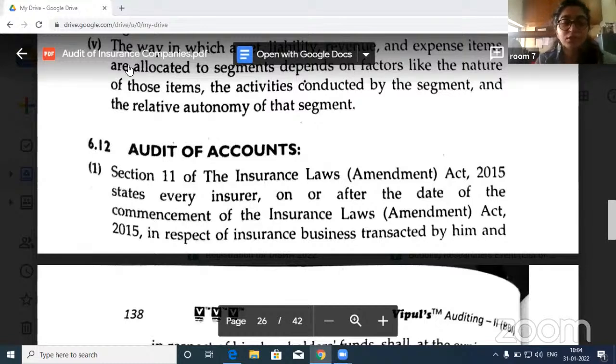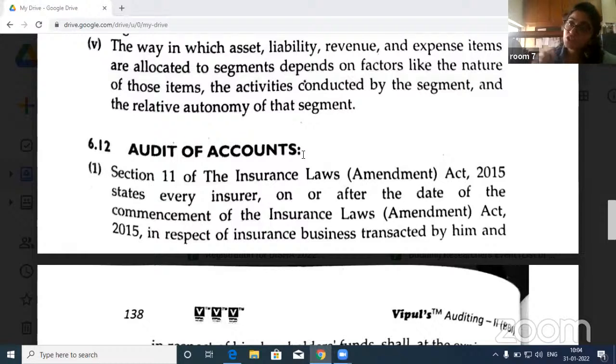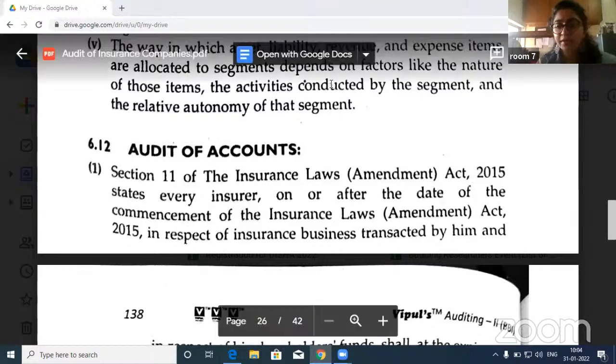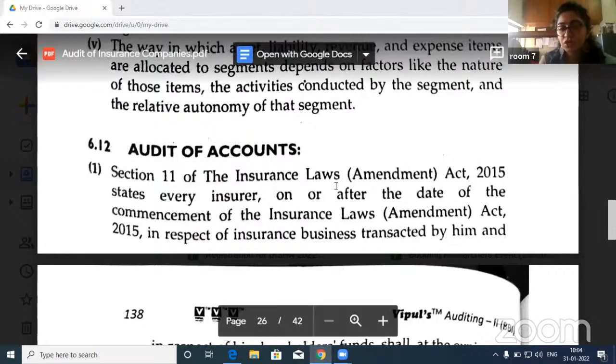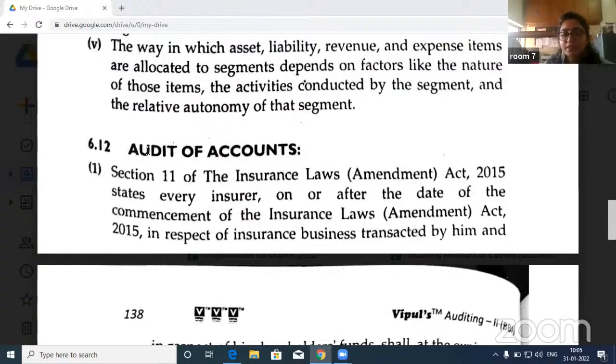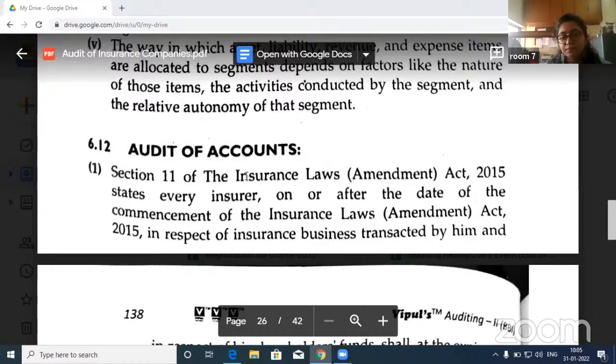Okay. Now see, this audit of accounts of insurance companies is mandatory according to section number 11 of the Insurance Act 2015. There were many amendments made in the Insurance Law Act 2015, and since 2015 it has been mandatory for all insurance companies also to get their accounts audited.